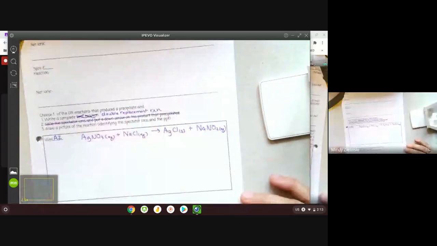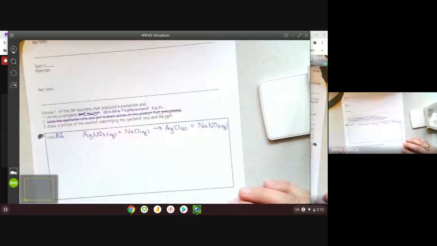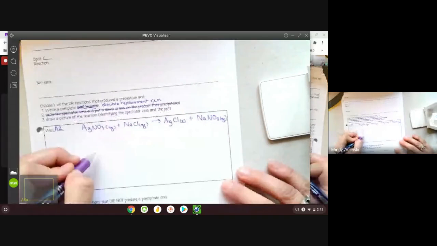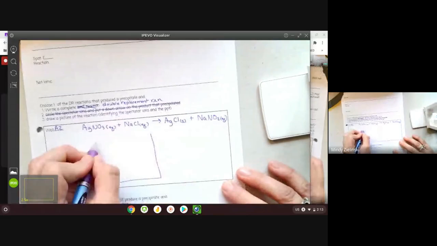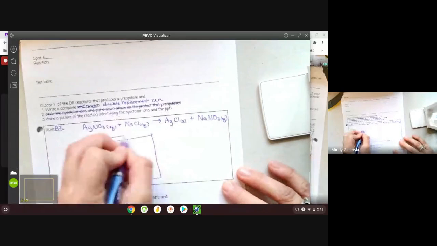But the picture part is what I'm very interested in. So I want this to mimic what you saw in the notes. And you only have to do one. You don't have to do it for all these. You're just getting to pick one to demonstrate that you know what you're doing.